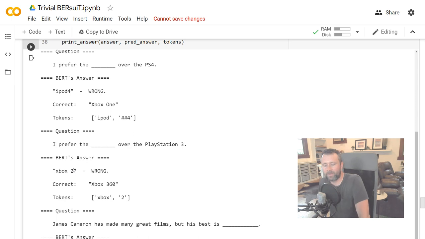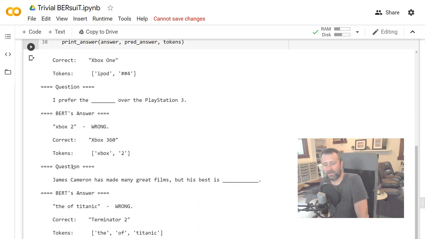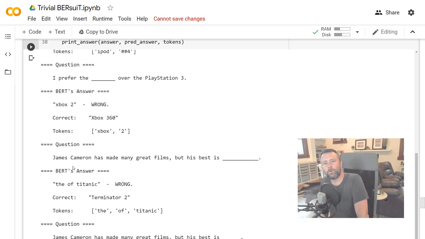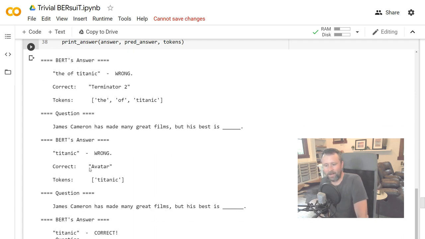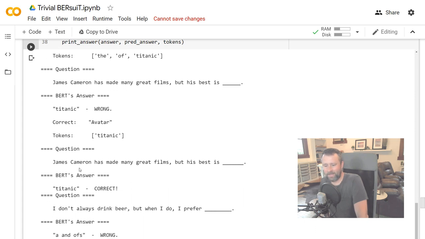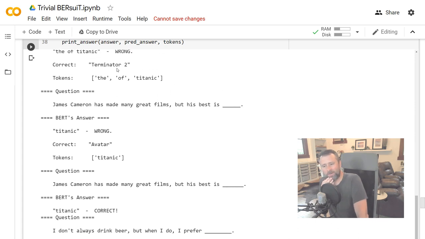I think that works. Okay, James Cameron has made many great films, but which is your favorite, BERT? Which one do you like best? The of Titanic. I was trying to get it to predict Terminator 2. How about Avatar? Nope, Titanic. How about Titanic? Yes. All right, so apparently BERT, even though Terminator 2 is about an AI that becomes self-aware and subjugates all of humanity, really prefers Titanic. So I guess BERT is a softie at heart.